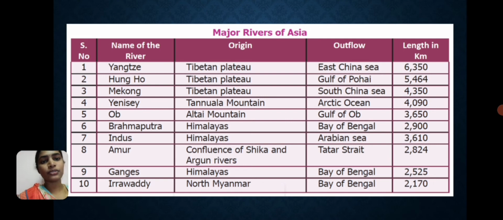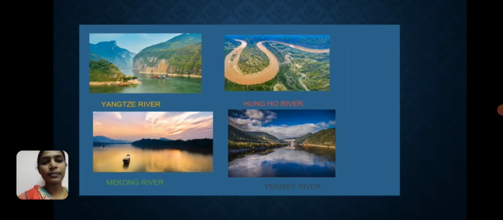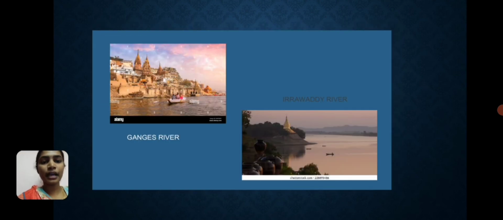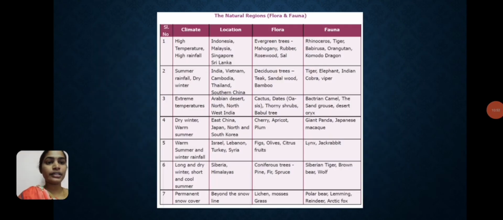Okay, so you can see the pictures of the rivers: Yangtze River, Huang He River, Mekong River, Ob River, Brahmaputra River, Indus River, Amur River, Ganges River and Irrawaddy River. Okay, I hope you understand the major rivers of Asia. And next we are going to see natural regions, flora and fauna.